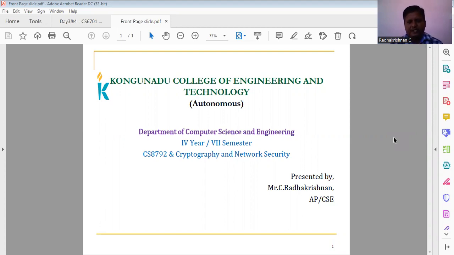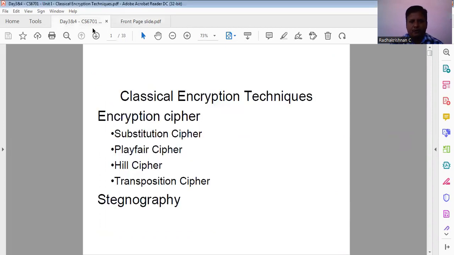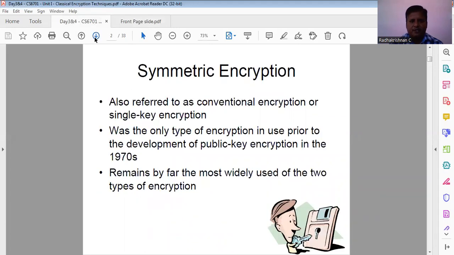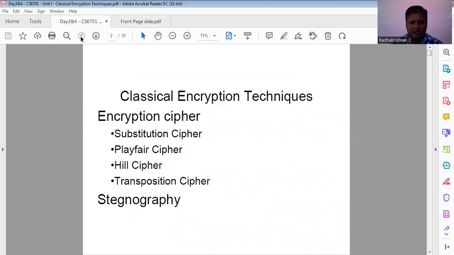Today, we discuss cryptography and network security, specifically the various substitution techniques in cryptography and network security. Before going to that, we go with the concept of symmetric encryption and asymmetric encryption.